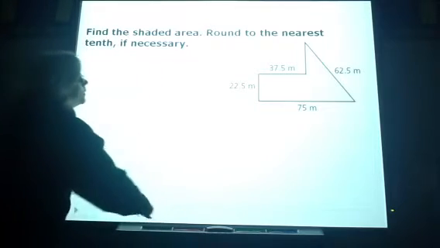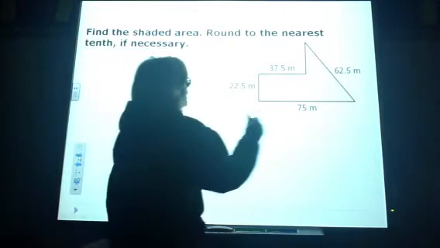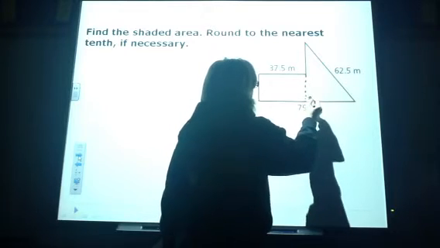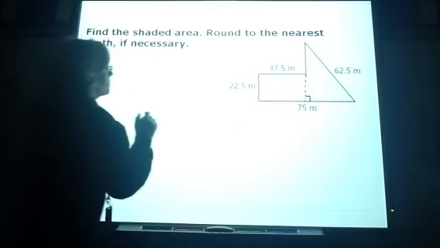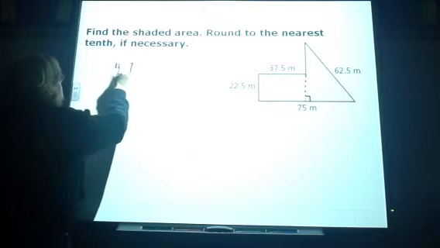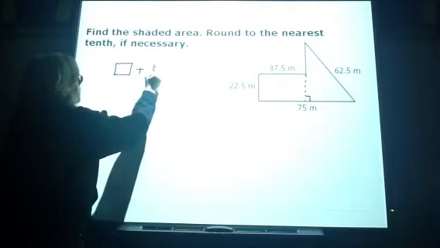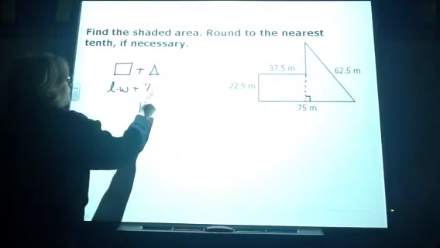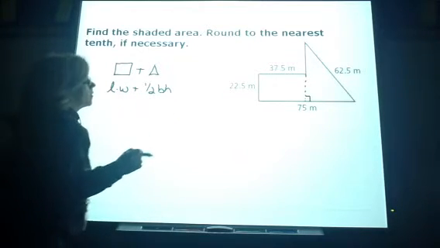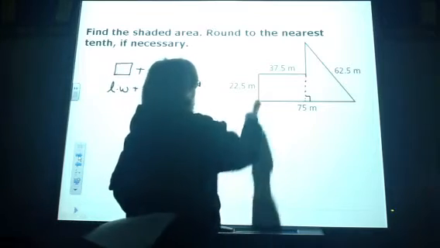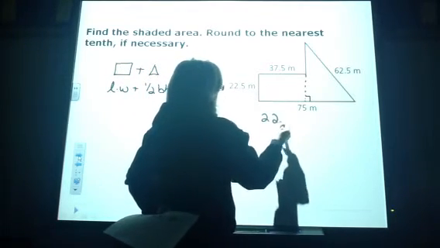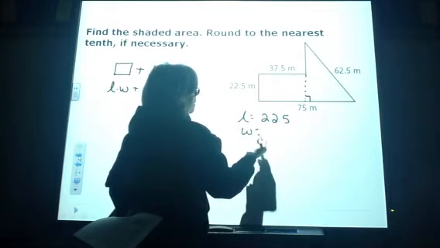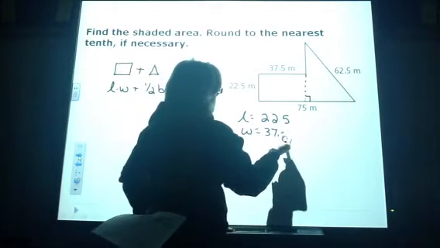Alright, on this one, I see a rectangle right here, and then I see a triangle. So I have a rectangle plus a triangle. A rectangle is length times width. A triangle is half of our base times our height. So let's see what we have over here. On our rectangle, we have our measurements of 22.5 as our length. Our width is going to be 37.5.